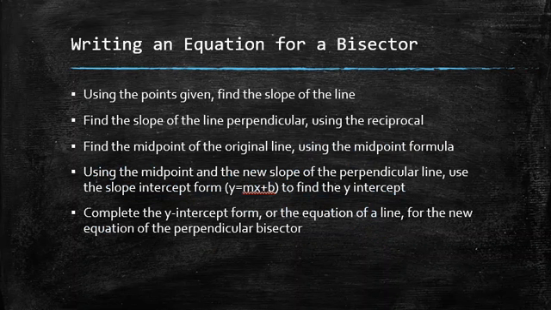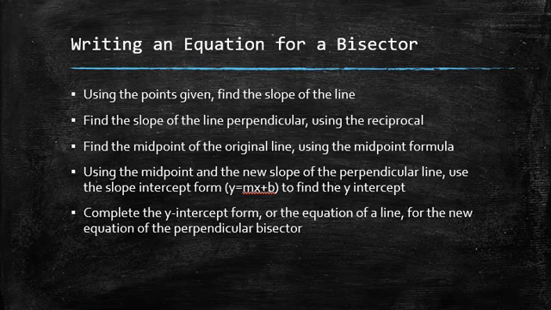In this section, you will need to learn how to write an equation for a perpendicular bisector. When you write an equation for a perpendicular bisector, you are often first given the endpoints of the segment that the line will bisect. Using these points, find the slope of that segment.